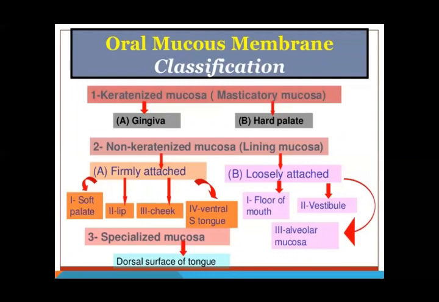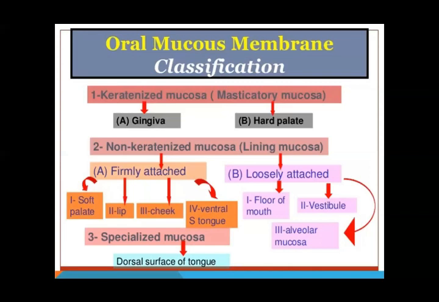Oral mucous membrane classification: there are three types, keratinized, non-keratinized and specialized mucosa. What will come under keratinized mucosa? Masticatory mucosa. What will come under masticatory mucosa? Number one is the gingiva and number two is the hard palate.